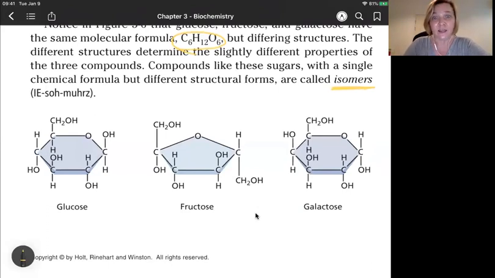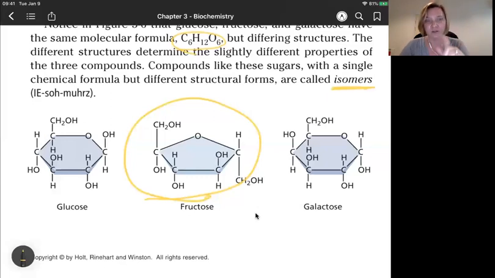But if you look at the structural formulas, you see that they're very different. Well, at first glance, you see that fructose is very different because you can see here it is a pentagon. It's 5 corners. One corner is oxygen, the other ones are carbon. But glucose and galactose are both hexagons, they're both 6-sided.